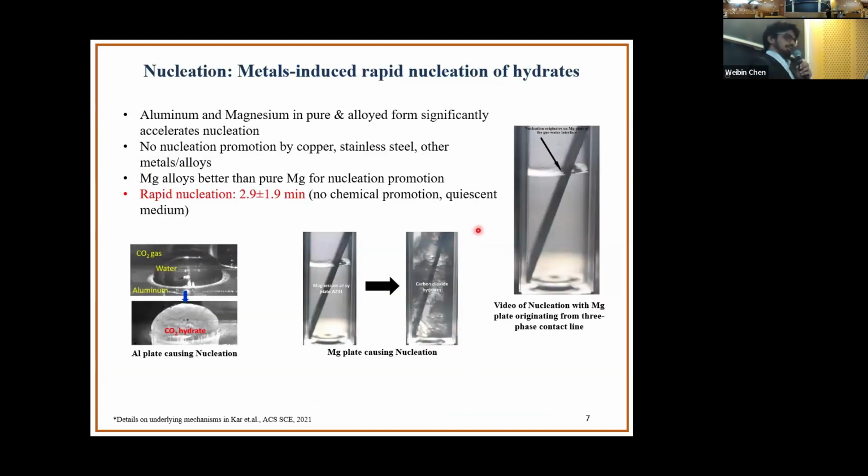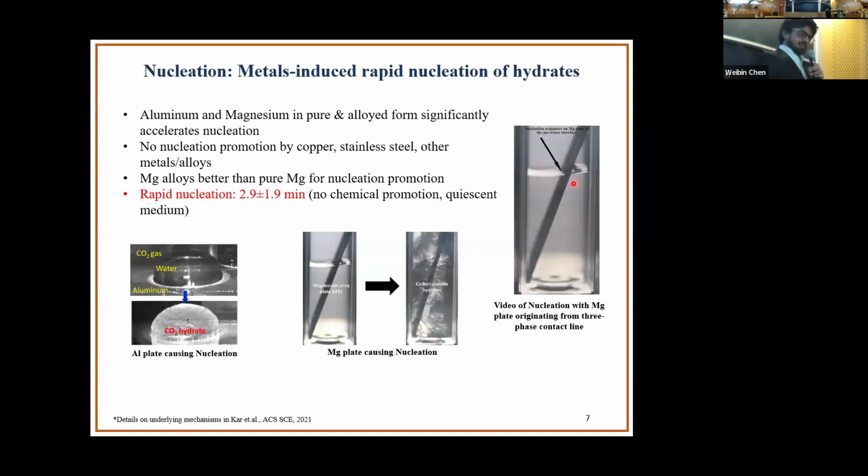To start with nucleation, we saw that metals seem to increase hydrate nucleation significantly. To name two, aluminum and magnesium. Even among those, magnesium alloys work the best. We are seeing that in a quiescent medium with no other chemicals, with magnesium alloys, you can get nucleation within 3 minutes, which is very fast. So essentially, on-demand hydrate nucleation.